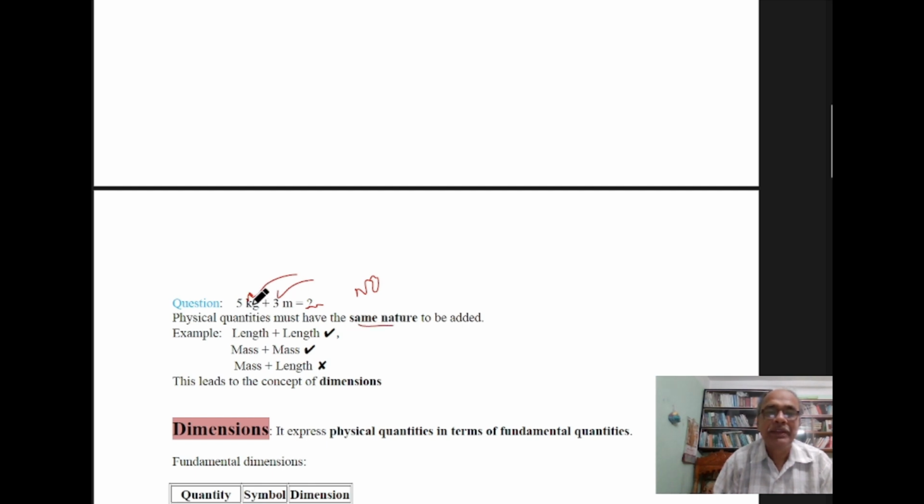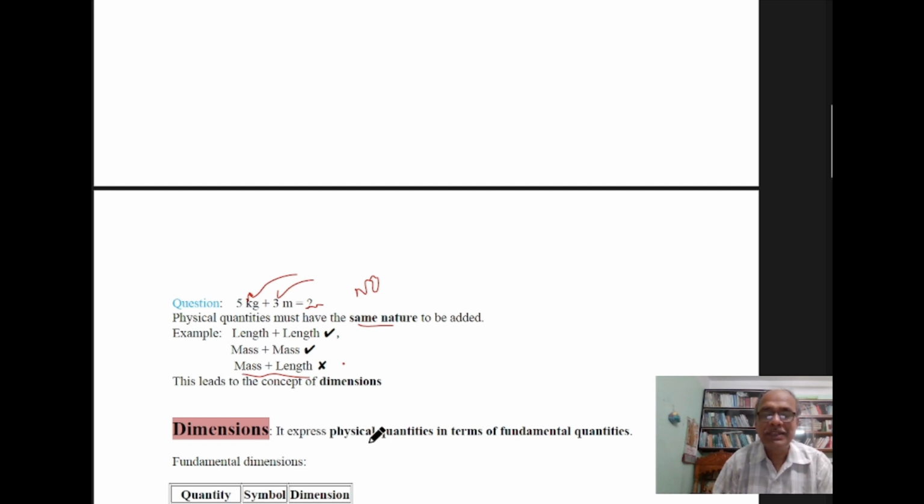This is the unit of mass, this is the unit of length, so you cannot add mass and length. Only the same properties can be added. Either all should be length, or all should be mass. Okay, for this we use the dimension.